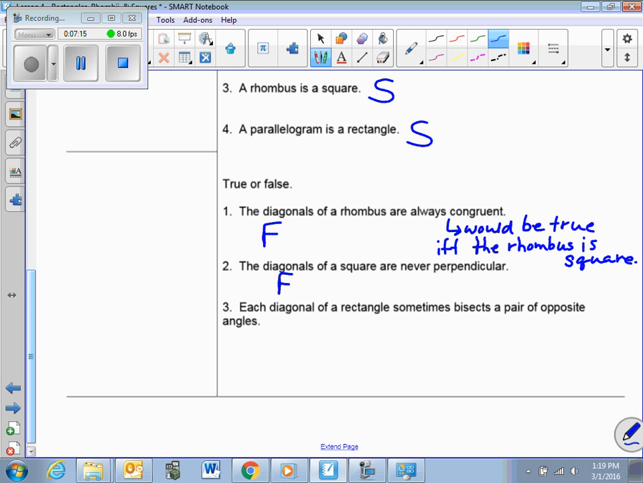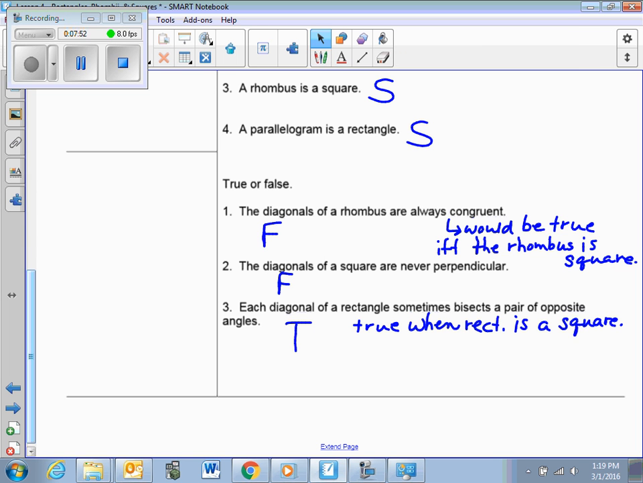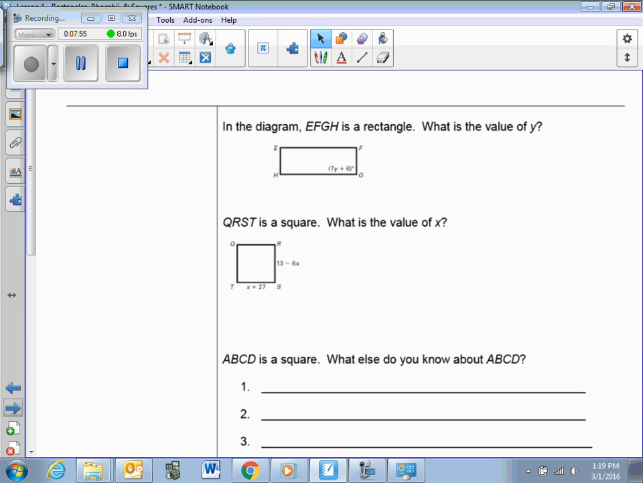Number 3 says each diagonal of a rectangle sometimes bisects a pair of opposite angles. That would be true, right? And when is that true? It's true if the rectangle is a square. So when would it be false? It's false if the rectangle doesn't have all its sides congruent, if it's just what we think of as a regular old rectangle.